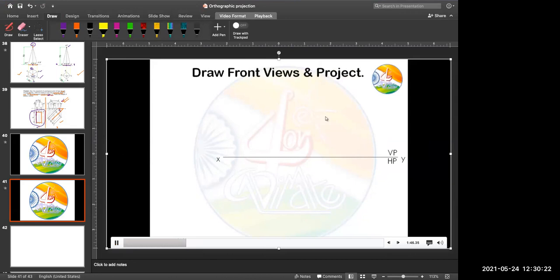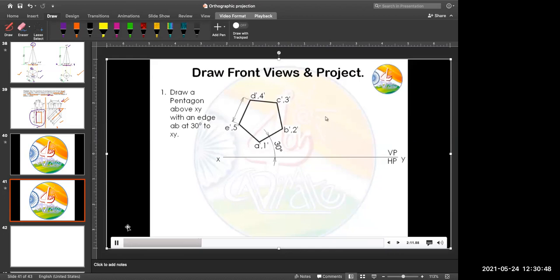Okay, so let us move ahead and draw the pentagon first. We have to draw the pentagon above XY. That's what we understood from the given data. The inclination of the first edge has been given as 30 degrees. So we have to draw the first edge at 30 degrees and continue to follow the steps to draw the pentagon and get all the five vertices. Once we have all five vertices, we have to project them.